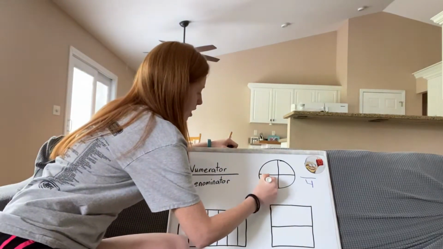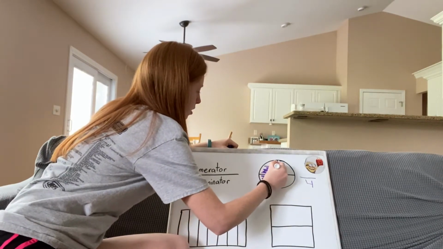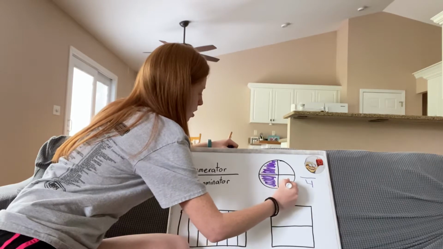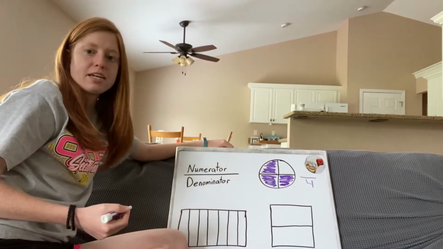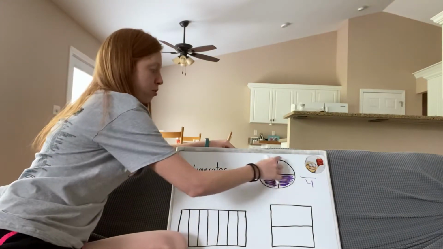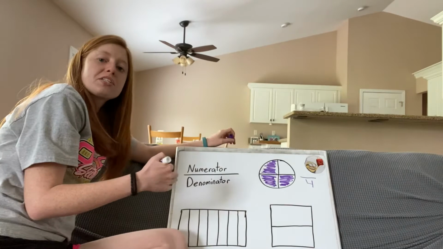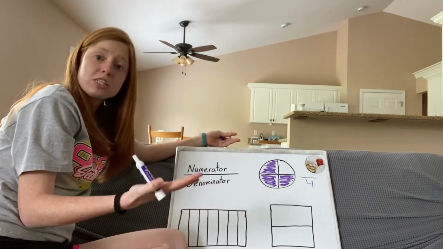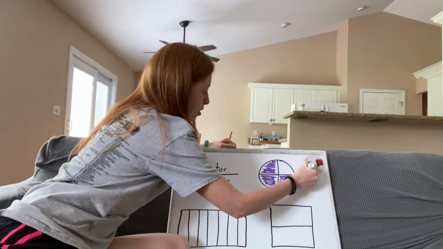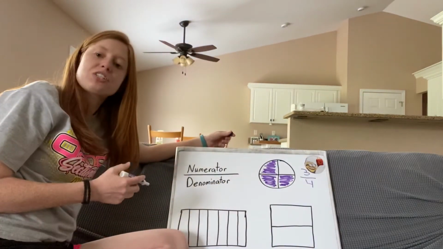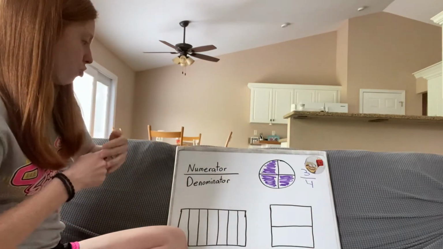Now let's say we had 1, 2, 3 parts shaded in. So there's 4 parts total, which is our denominator, but our numerator is what we're talking about, which is the shaded parts. So I have 1, 2, 3. I put 3 at the top. My fraction is 3/4.